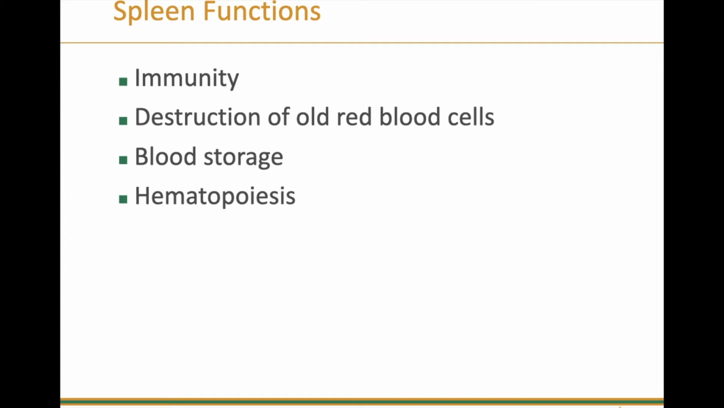Blood storage. So the spleen has a lot of blood vessels and it can store blood. And then the spleen will contract before a race or something. Your sympathetic nervous system makes it contract and give you some extra blood. The other thing that goes on there is hematopoiesis, blood cell formation. So your first blood cells are formed in the spleen when you're a fetus.